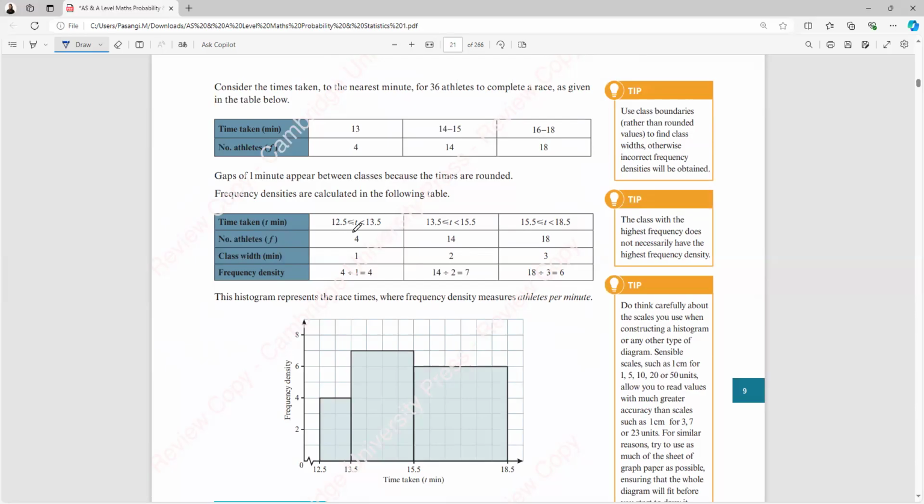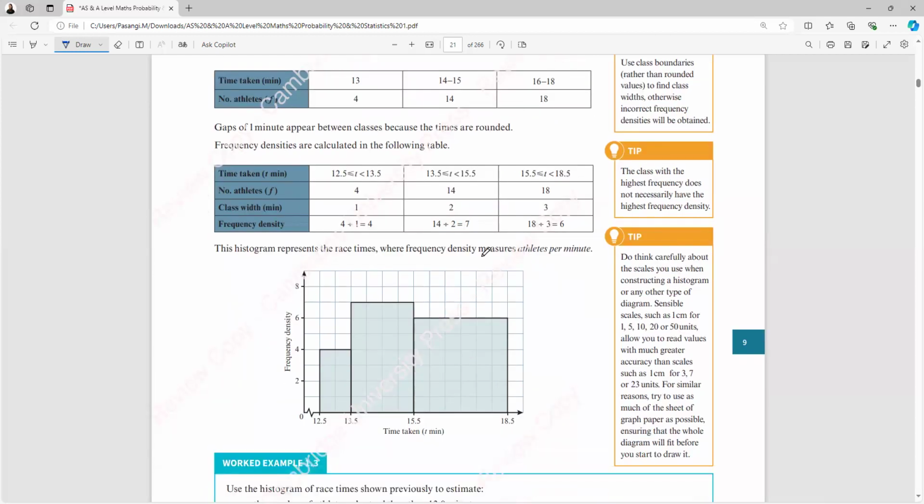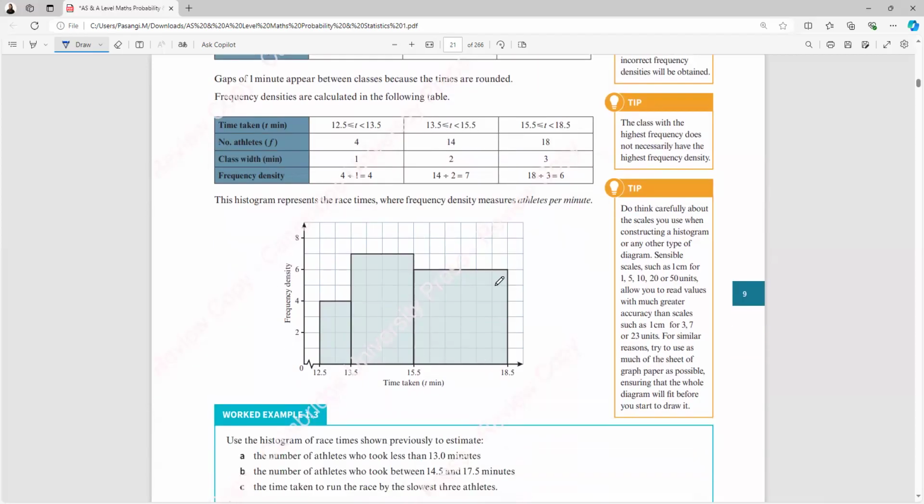But here, 12.5 to 13.5. Here we have 13.5 to 15.5. That means two columns. So here we have 15.5 to 18.5. That means three columns. So here the class width is 1, here the class width is 2, here the class width is 3. Likewise. Then according to that, we can again draw the histogram.